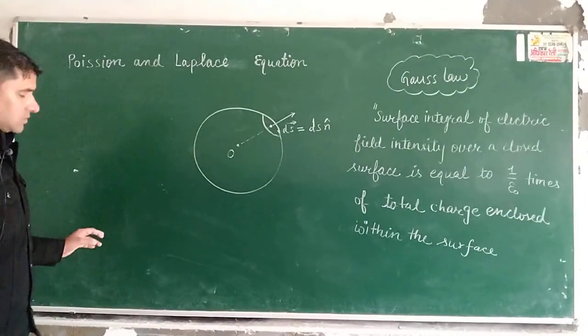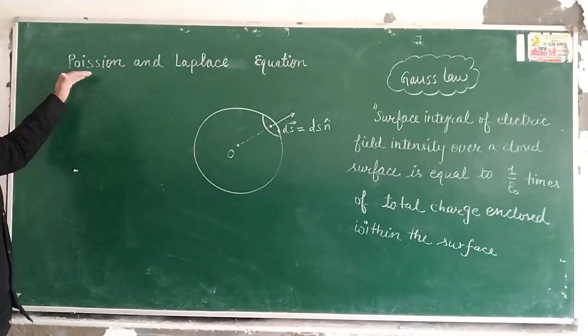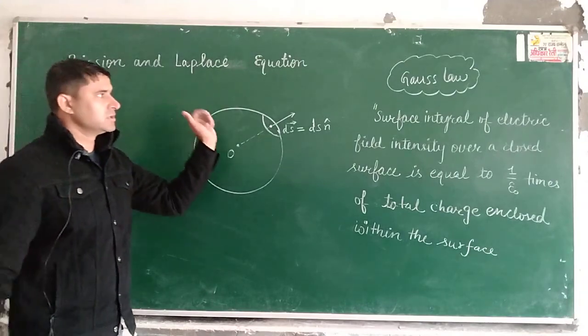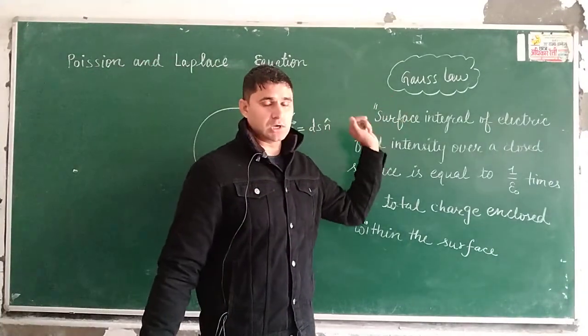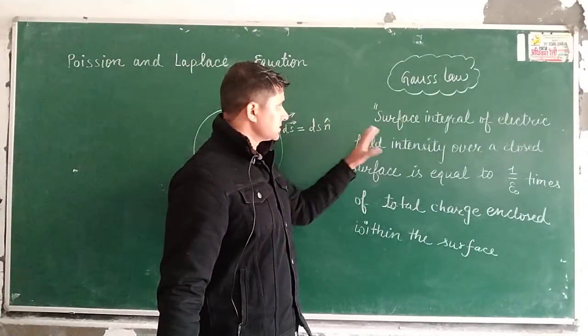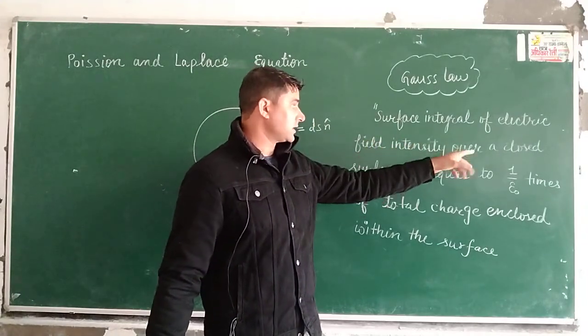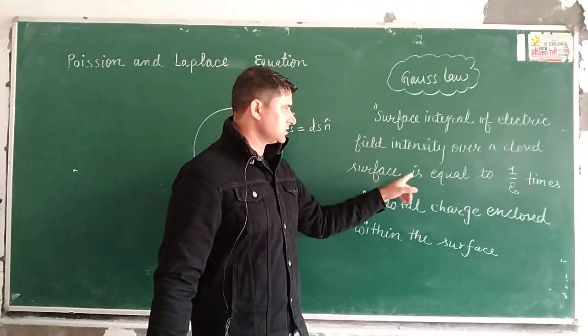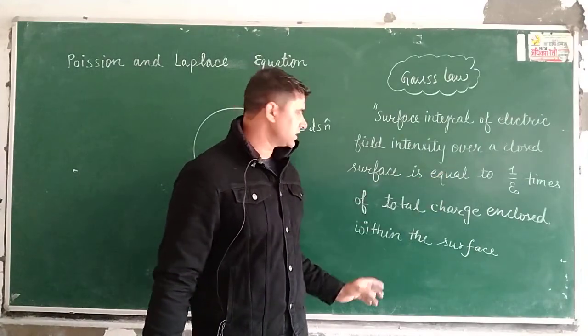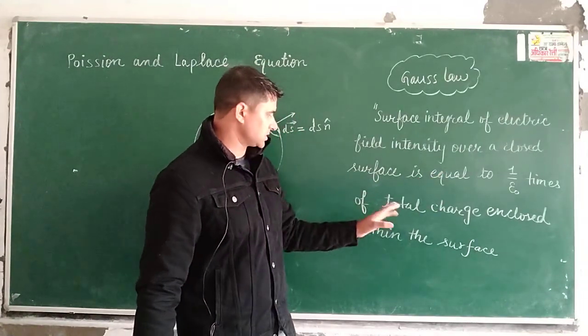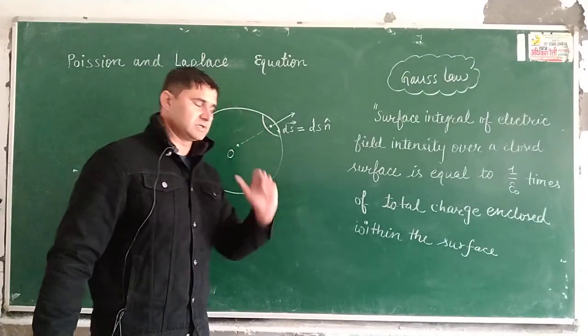Hello students, today we will discuss Poisson equation and Laplace equation, and we will start with Gauss law. According to Gauss law, the surface integral of electric field intensity over a closed surface is equal to 1 by epsilon naught times the total charge enclosed within the surface.